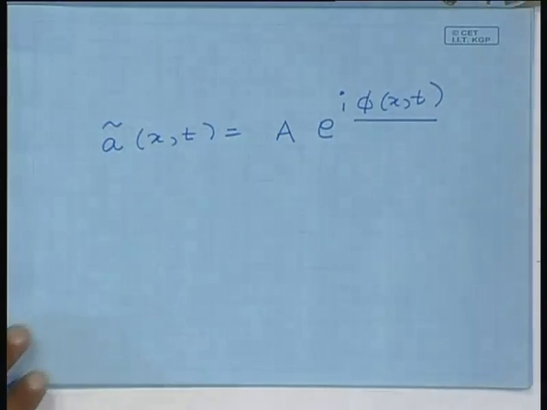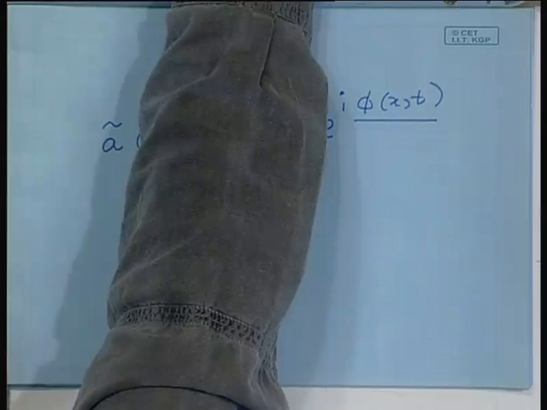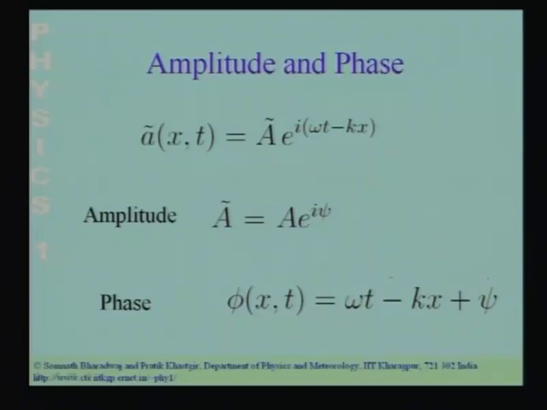This phi we shall be referring to as the phase of the wave, and this phi is the function omega t minus kx plus psi. Sometimes we shall also refer to this psi as the phase of the wave, and it shall be clear from the context what we are referring to. So, in general we shall be referring to this function phi, which is omega t minus kx plus the phase psi, as the phase of the wave. So, the wave has an amplitude A and a phase phi of x, t, and it can be written in the fashion shown over here.